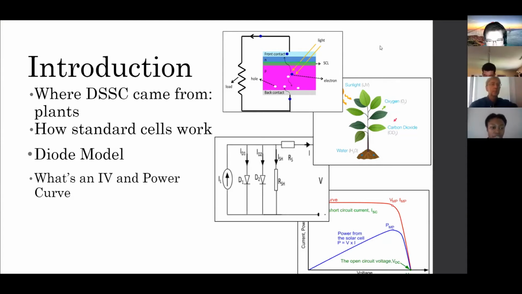Dye-sensitized solar cells have similar properties to a diode or a semiconductor. And as you can see to the bottom right, we're able to see the characteristic curve of a diode and a solar cell. We're able to see the characteristics of the relationship between current and voltage, which formulates the IV curve, and the relationship between power and voltage, which is the power curve.